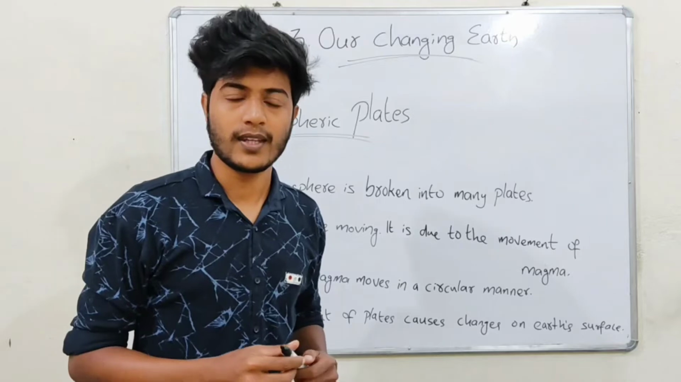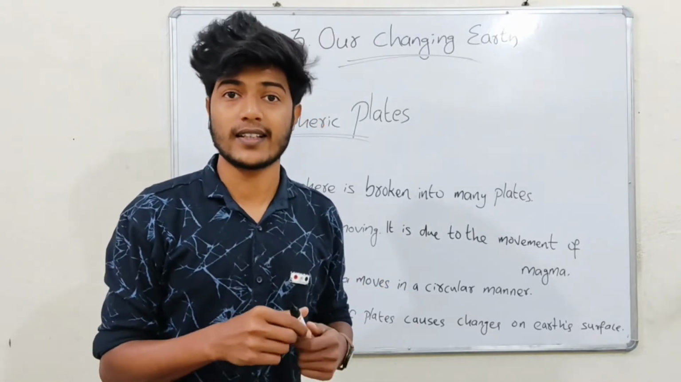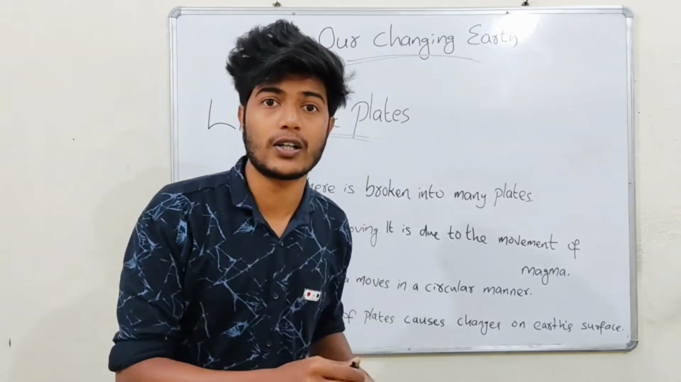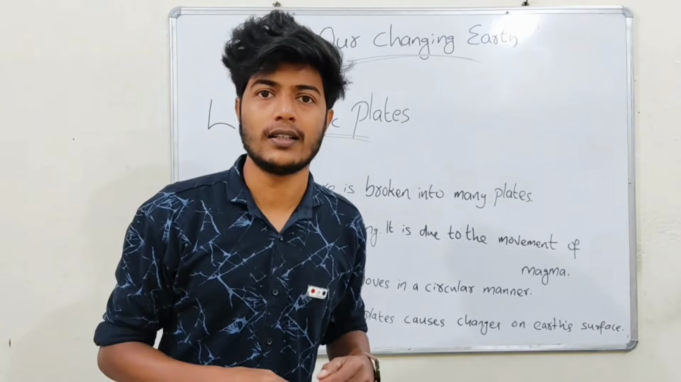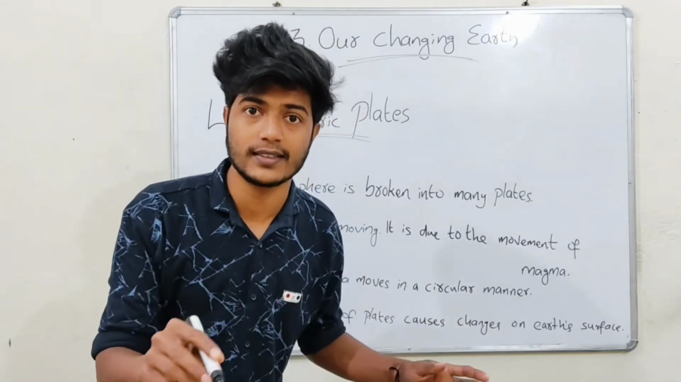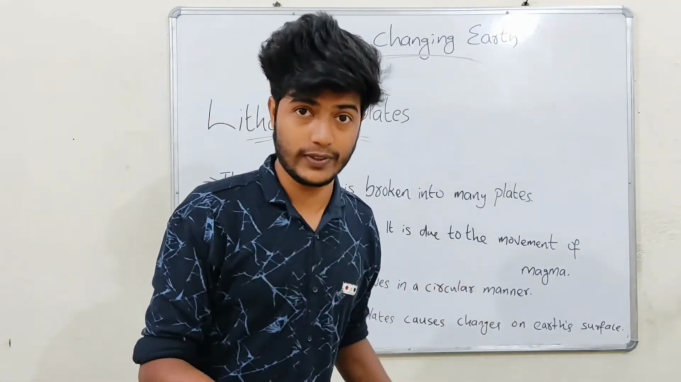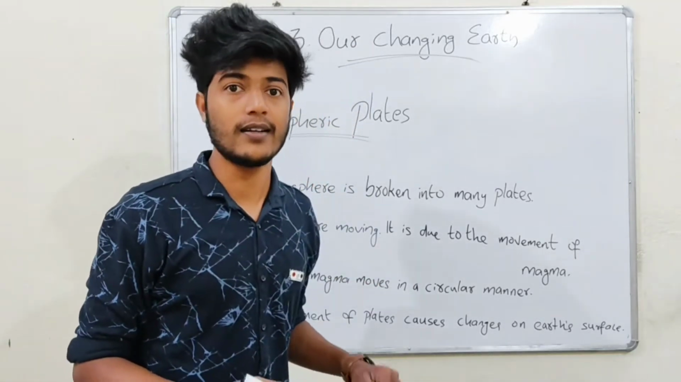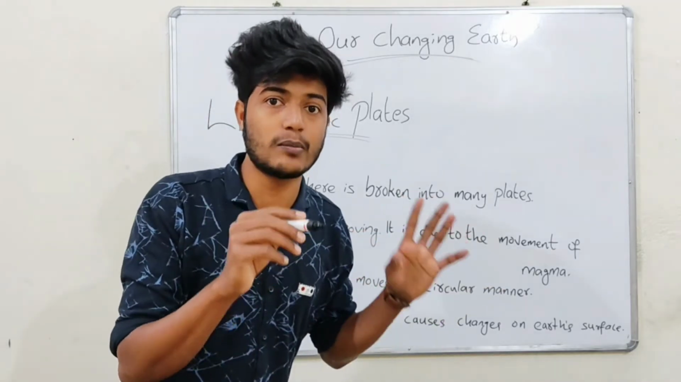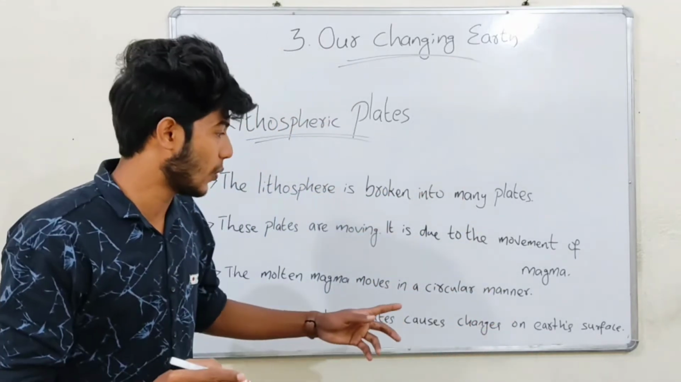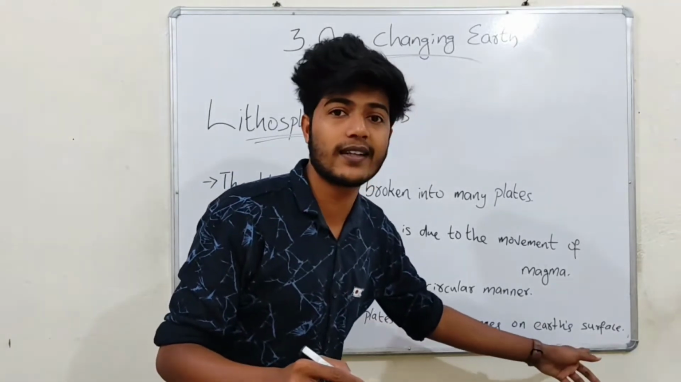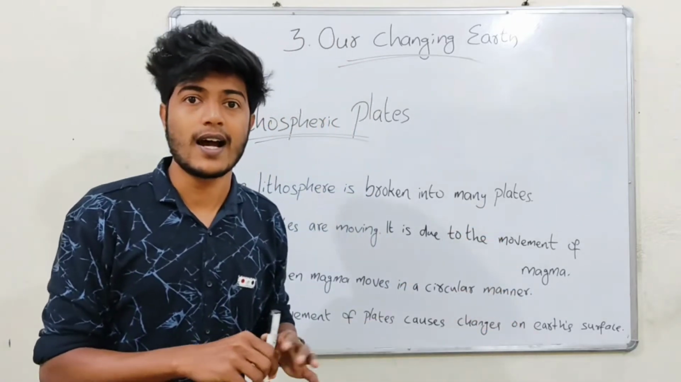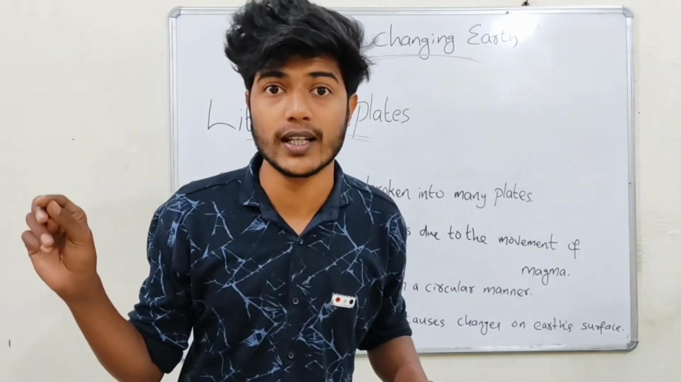Now listen, I said the Earth has three layers: crust, mantle and core. The solid part of the crust is the lithosphere. The lithosphere is divided into many plates. They are the lithospheric plates, and the plates are moving, and the movement of these plates causes changes on Earth's surface. The lithospheric plates are moving away from one another, and this causes changes on the Earth's surface.